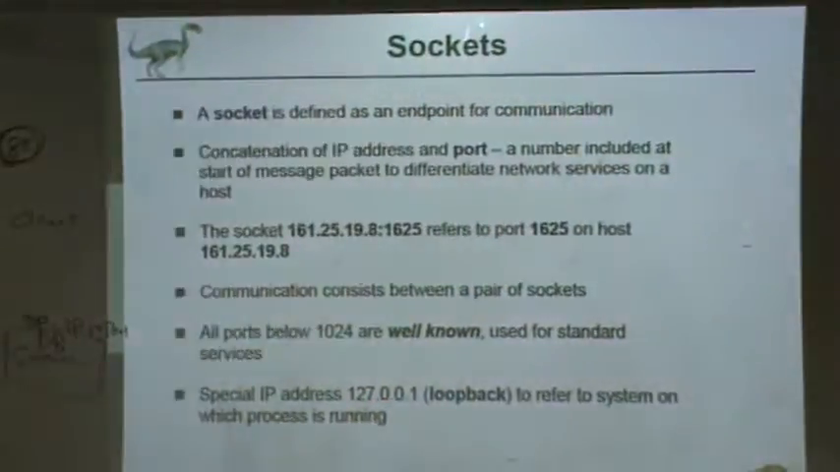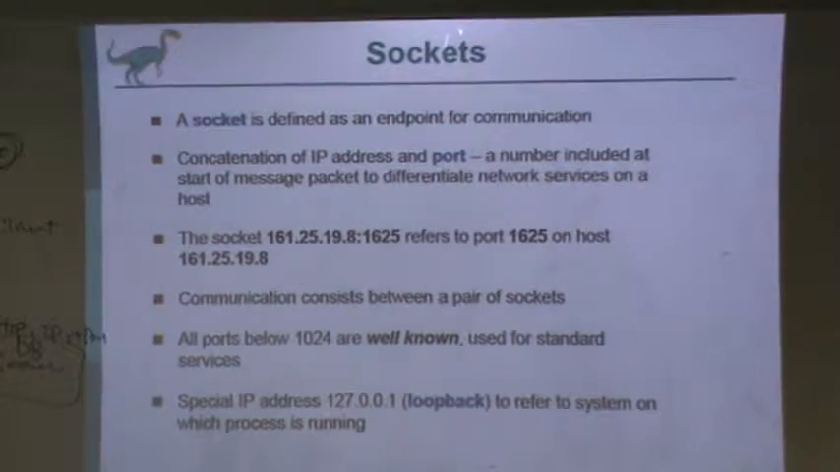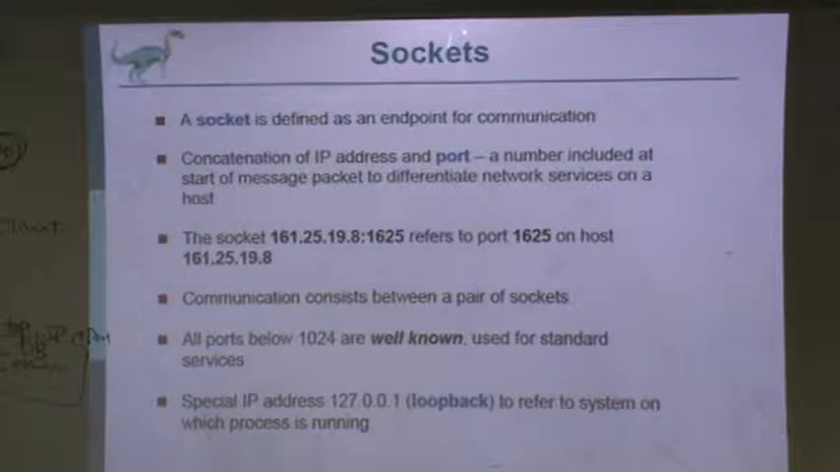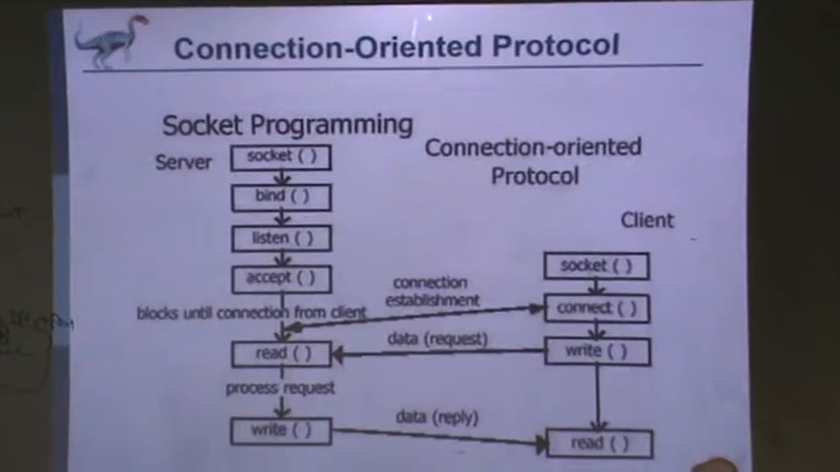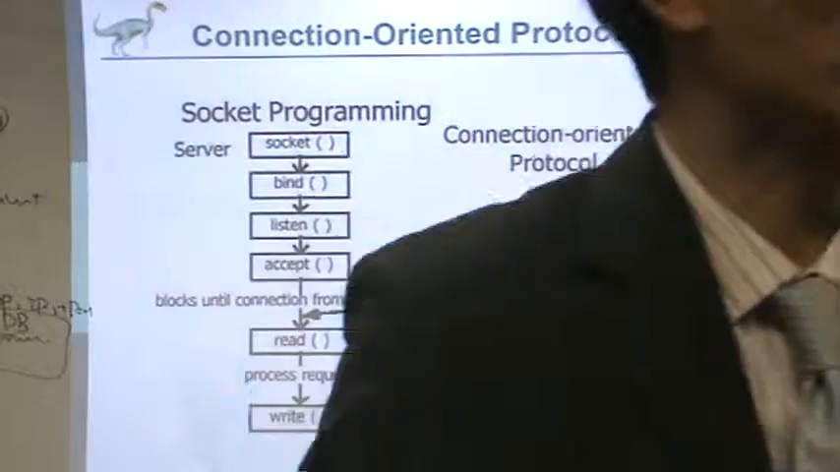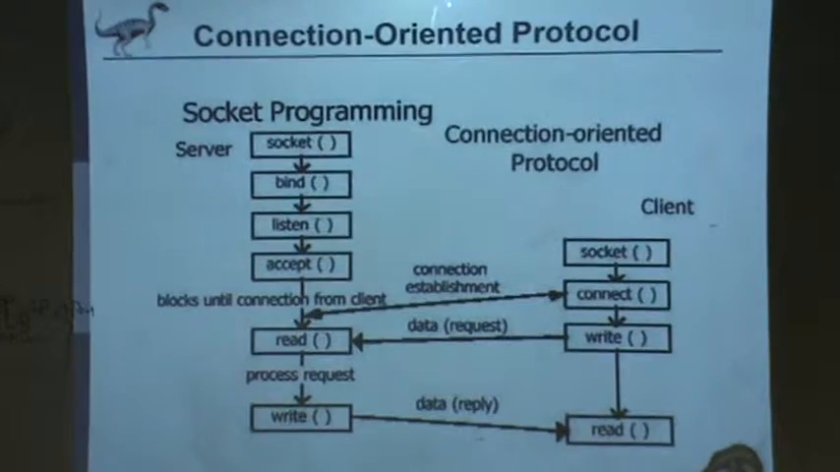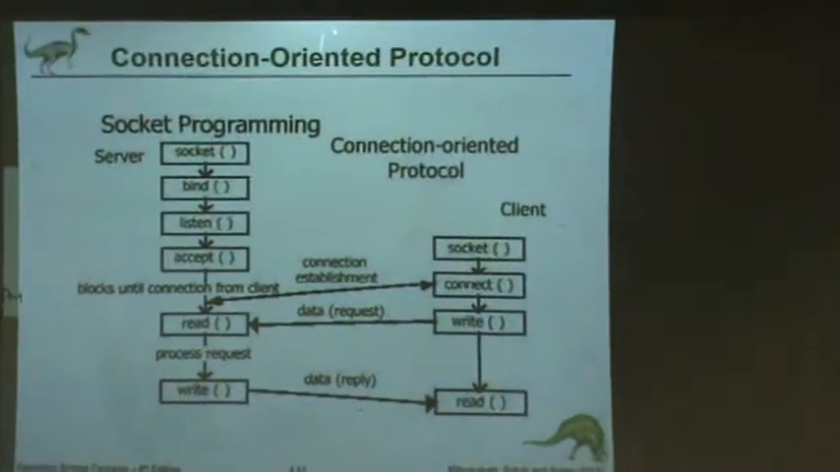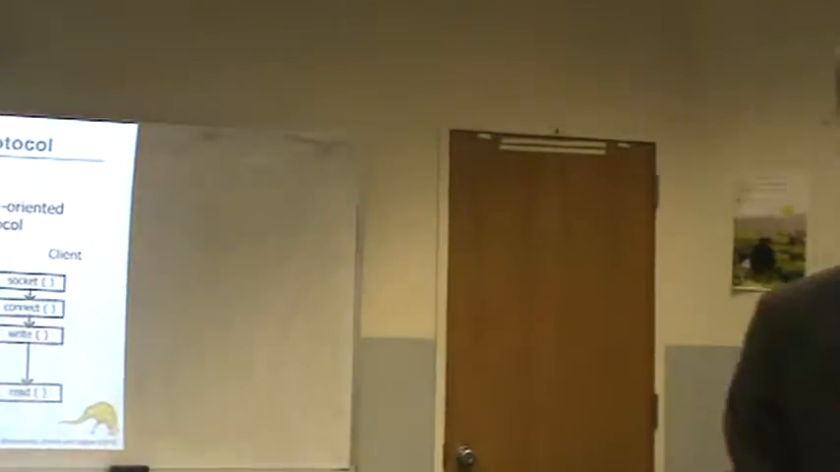Usually 127.0.0.1 is my own machine, the loopback IP address. Then we can make the connection. So in this diagram, there are two types of socket programs. One is connection oriented. Another one is connectionless. Connection oriented means you and I acknowledge the connection first, before we send the message. Then we guarantee to send and receive the data.